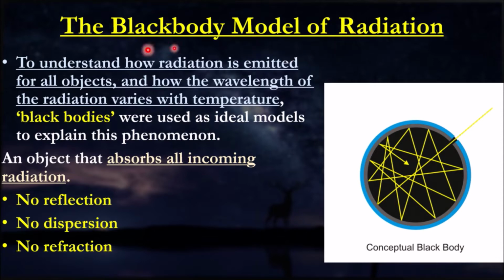So let's quickly describe what the model of a black body is, and then how does it actually emit radiation. So to understand how radiation is emitted of all objects, we want to make an ideal model known as black bodies. For a black body, it absorbs all incoming radiation. It doesn't reflect any light, it doesn't disperse any light, and it doesn't refract any light. Effectively, what happens is the light source goes into the black body, and inside the black body, the light is being reflected in, and that causes it to heat up, and then it will emit the light source as it gets hotter.